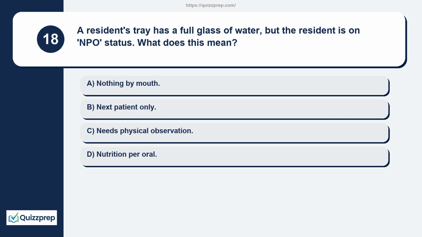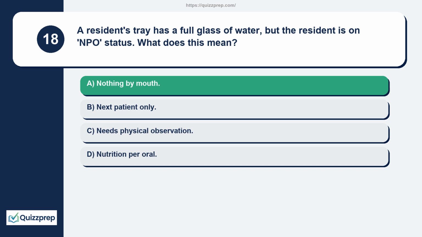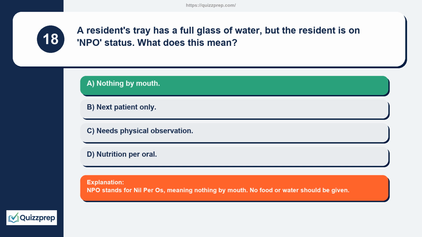Question 18. A resident's tray has a full glass of water, but the resident is on NPO status. What does this mean? Nothing by mouth. Next patient only. Needs physical observation. Nutrition per oral. NPO stands for nil per os, meaning nothing by mouth. No food or water should be given.